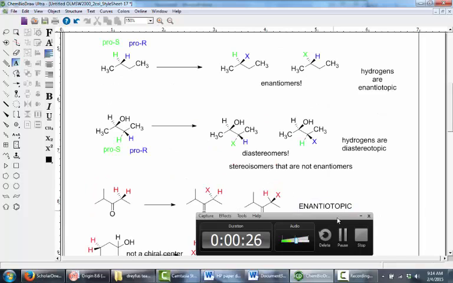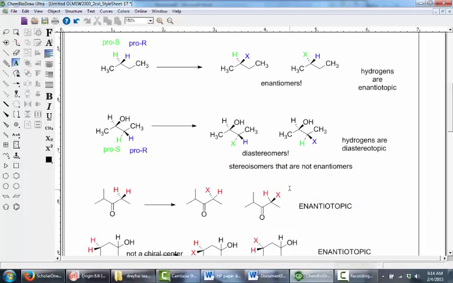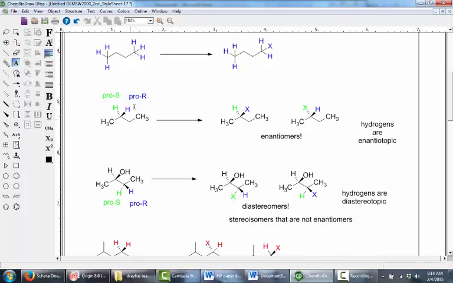Well, if we go over here into this ChemDraw file and you look at this compound, this butane molecule, the green proton and the blue proton, I replace each one sequentially with an X. So I replace the blue one with a blue X or the green one with a green X, and now I ask myself, what are these two molecules? Well, it turns out that they are not exactly identical. They are actually enantiomers of each other.